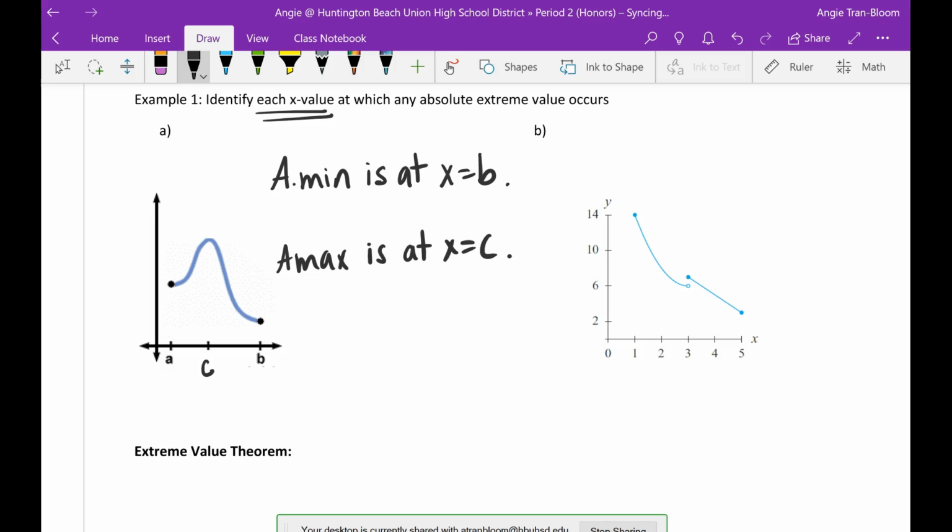Do B. Absolute min, absolute max. Once you have an answer, can you compare that with your peeps? Close the door.